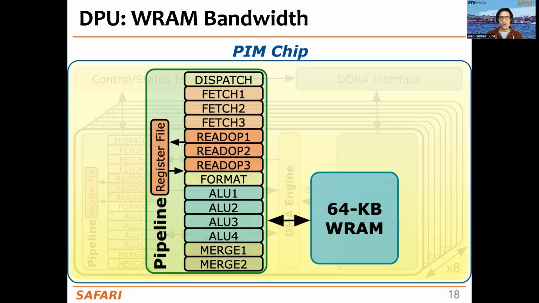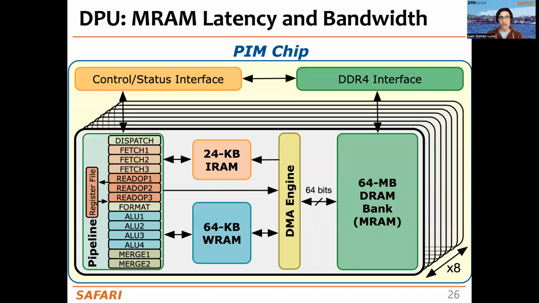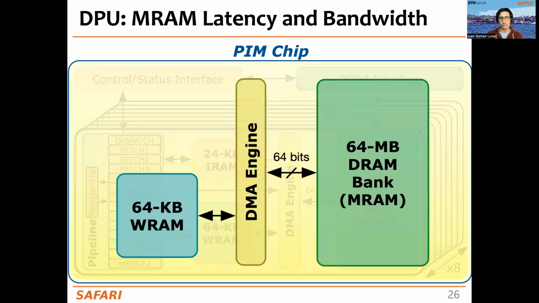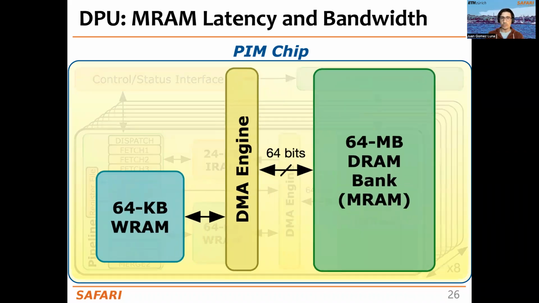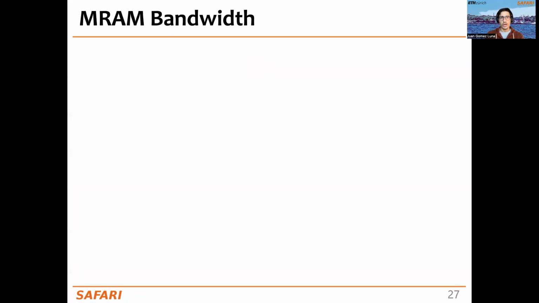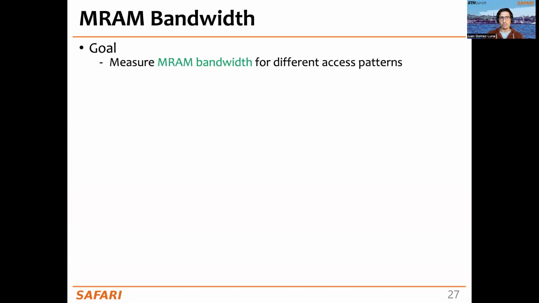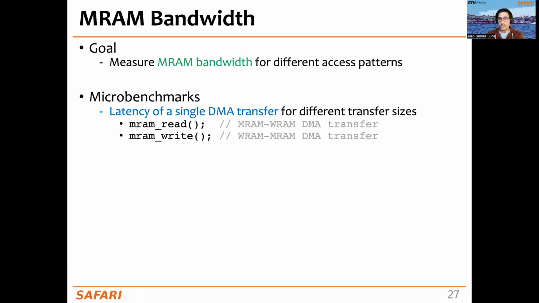We are going to put a little bit more attention right now to our measurements on the MRAM latency and bandwidth, which basically is the data movement between the DRAM bank and the WRAM, the scratchpad memory. In our analysis of MRAM bandwidth and latency, we wanted to measure latency and bandwidth, especially bandwidth, for different access patterns. But the first thing that we do is measuring the latency of a single DMA transfer. There are 2 types of transfers, MRAM read and MRAM write, depending on whether we are moving data from the MRAM to the WRAM or vice versa.